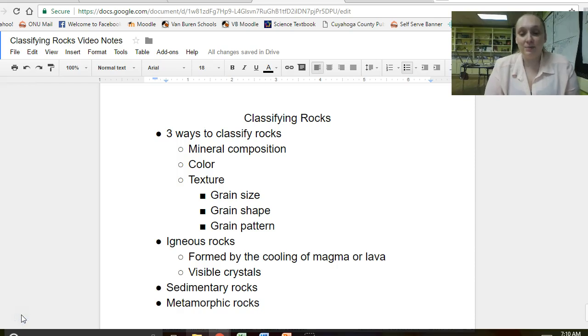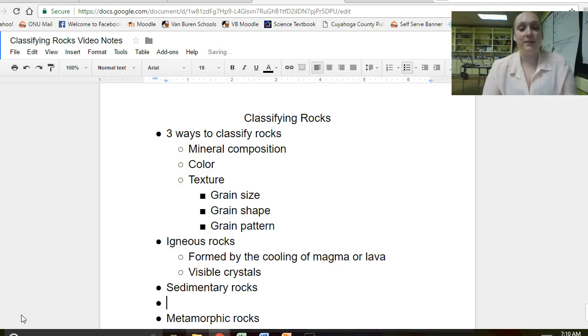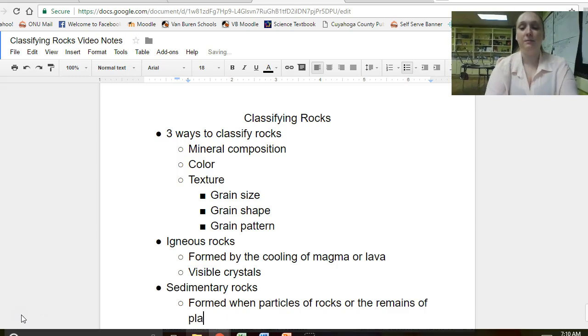So then our second group of rocks, sedimentary rocks, are going to be formed when particles of rocks and the remains of plants and animals are pressed and cemented together. So we can put that in our notes. Formed when particles of rocks or the remains of plants and animals are pressed together.